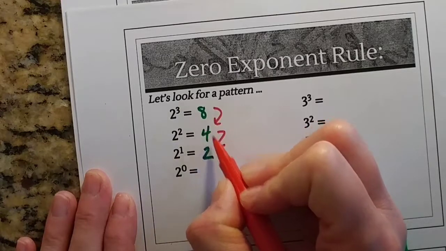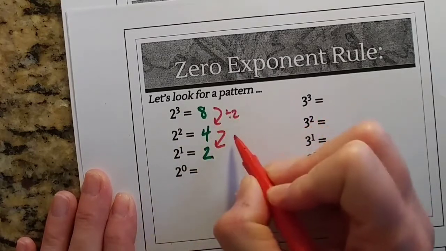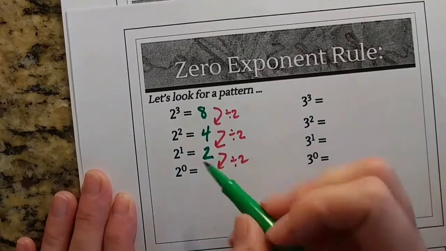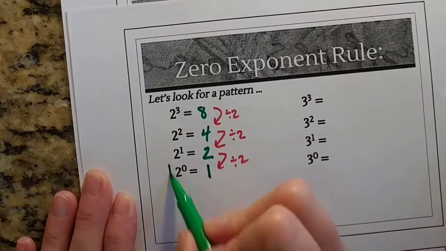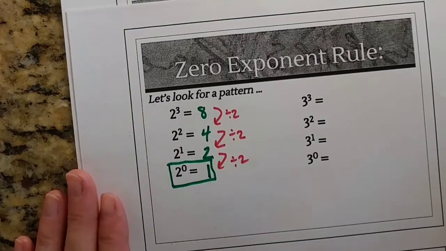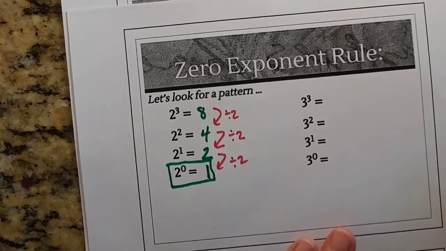Every time I look at another number in the pattern, I'm dividing by 2. So if I keep that going and continue dividing by 2, 2 divided by 2 would be 1. And here I have 2 to the 0 power is equal to 1. Now you can try that on your calculator. Type in 2 to the 0 power, and you'll see it's equal to 1.